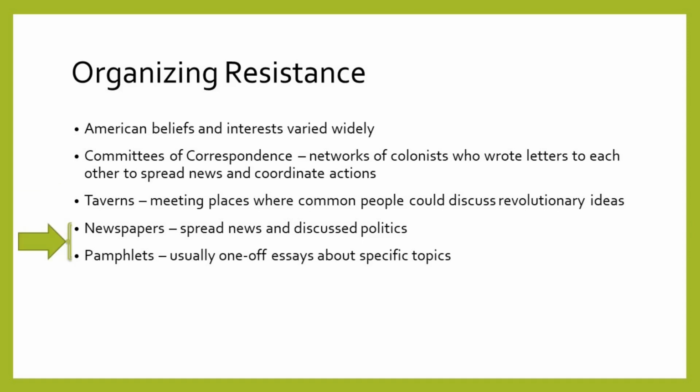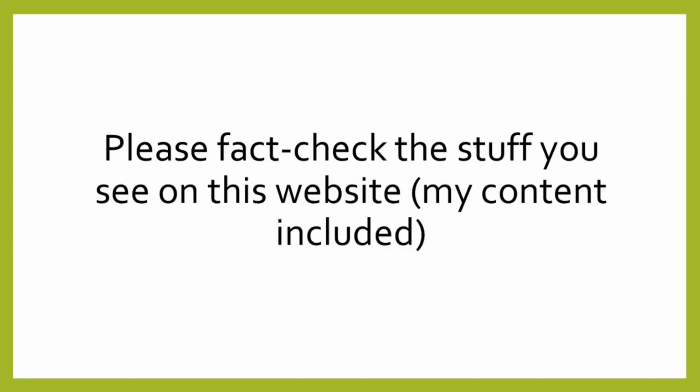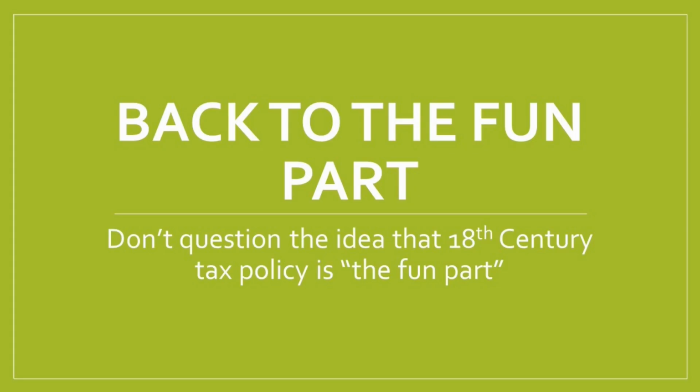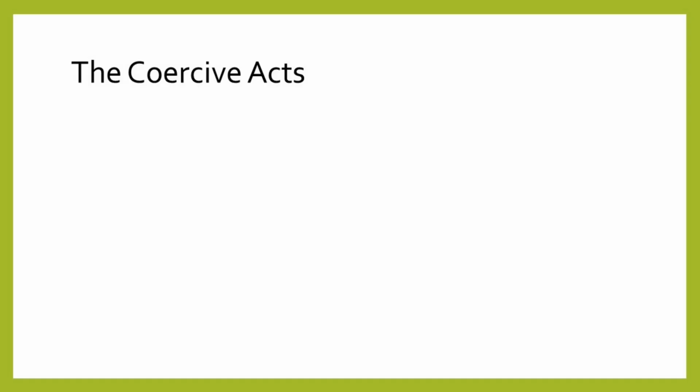And newspapers and pamphlets were like YouTube, where any idiot could set up a platform and spew unsubstantiated rumors and conspiracy theories into the void with a greater sense of legitimacy because the format made it look vaguely professional. Following the Boston Tea Party, Parliament responded with a series of laws called the Coercive Acts.